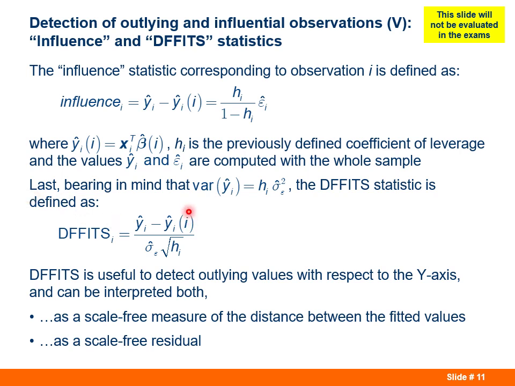Second, bearing in mind that the variance of y hat is equal to this value, the DFFITS statistic is computed in this way. So again, it is testing for the difference in value of y hat and y hat computed without the ith observation. This is therefore useful to detect outlying values with respect to the y-axis and can be interpreted in both ways, as a scale-free measure of the distance between the fitted values and as a scale-free residual.